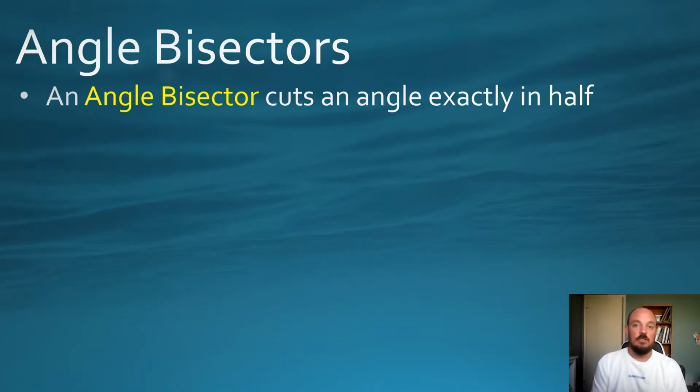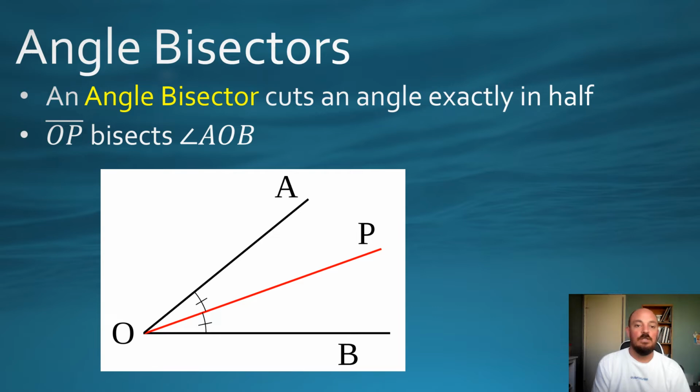An angle bisector, we know what an angle is, we know what a bisector is. So basically an angle bisector is something that cuts an angle exactly in half. It can be a line segment, or a ray, anything like that. So here's a picture of an angle bisector. That red line segment in the middle, OP, bisects angle AOB, which is the black angle, the big one.